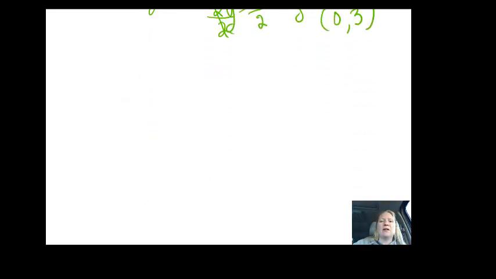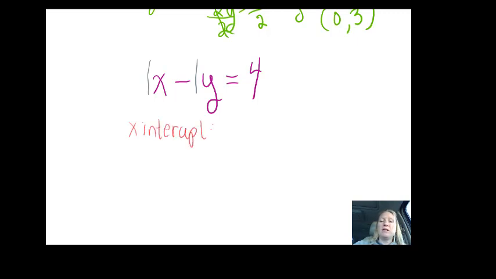Let's say I have x minus y equals 4. So remember, if there's not a coefficient, there's an invisible 1 that you can write in there to help you. So the x-intercept is going to be 1x equals 4, and we divide by 1, which you don't really need to do because you know 4 divided by 1 is 4. So my x-intercept is (4, 0).